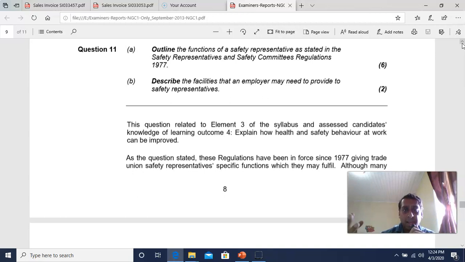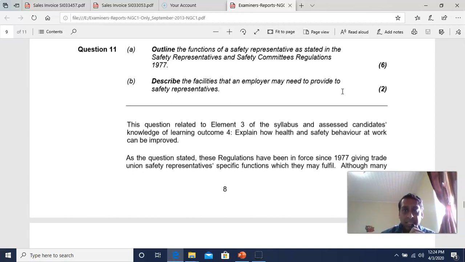Let me just get to part B one time because of the time, right? Describe the facilities that an employer may need to provide to safety representatives. So this is quite an easy one. You can pull this straight from off this lesson. Again, if you can give this a try, you can shoot me this on email, right? I'm not in front of the computer 24/7, but once I get a chance, I'll take a look at them.